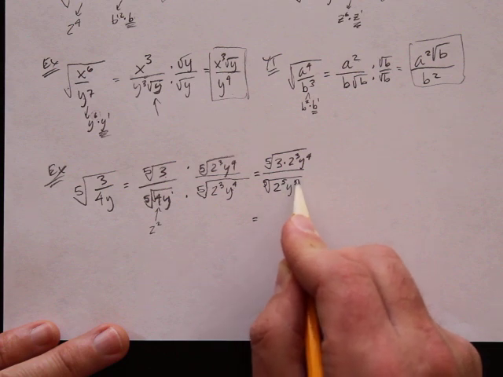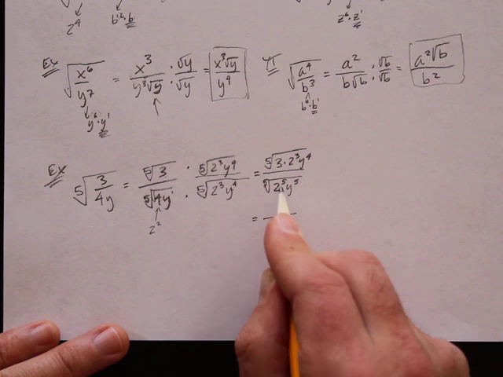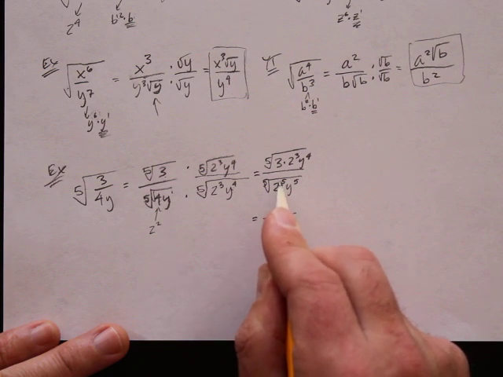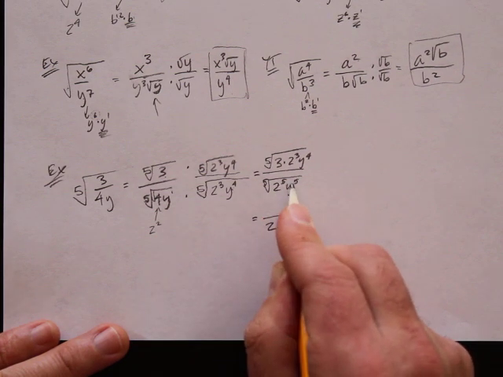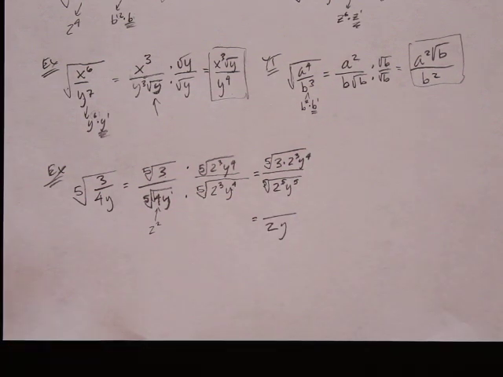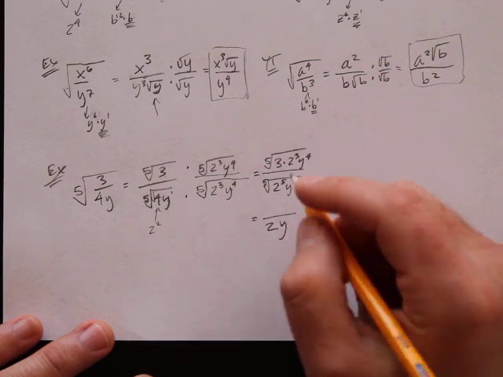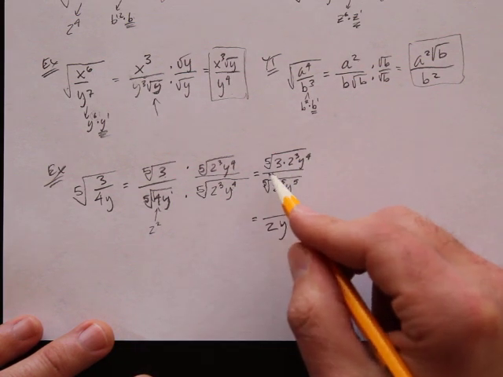Now, since these are both to the fifth, I can take the fifth root of both of them. So in the denominator, the fifth root of 2 to the fifth is 2. The fifth root of y to the fifth is y. And so my denominator looks just fine. And now I'm going to do my numerator, which is just what we got up here.